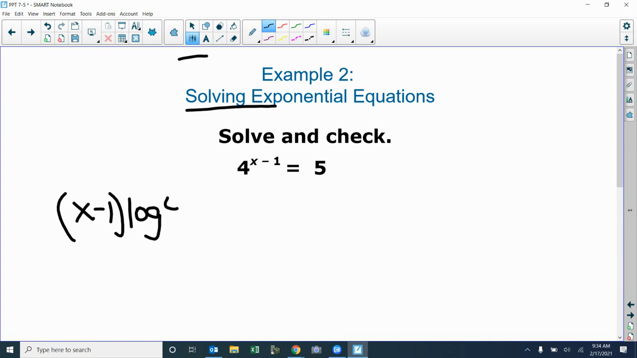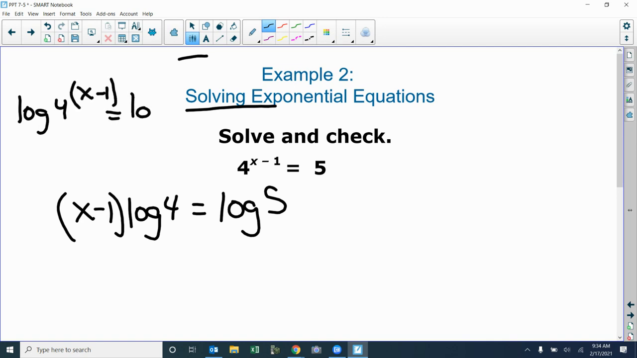and I have log 4 equals log 5. Now, I kind of just skipped writing this. I skipped writing log 4 to the x minus 1 equals log 5. I just brought that x minus 1 out front when we take the log, because that's why we take the log, so we can bring that out. Has everybody got that? Remember, log of a number is just some number. So now what am I going to do? Grab your calculators and divide.